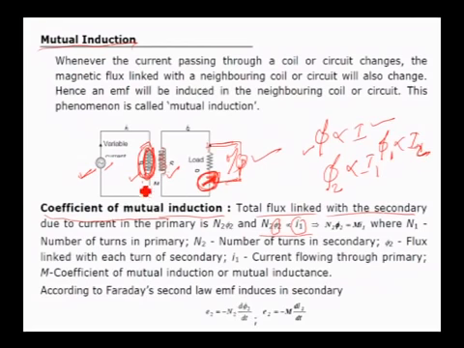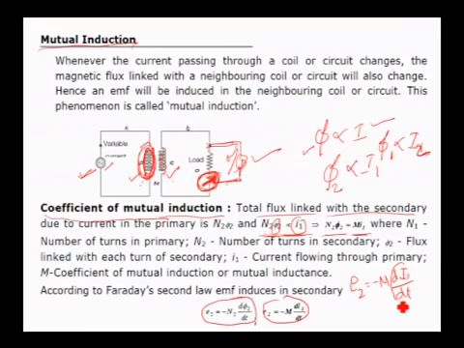You change the current in primary, you get the induced EMF in the secondary. You change the current in the secondary, you get the induced EMF in the primary. That's why it is called mutual induction. Look at the equation: N2 phi 2 proportional to I1, that means N2 phi 2 is equal to M I1. We have an expression E2 is equal to minus N2 d phi 2 by dt, and so E2 is equal to minus M into dI1 by dt.